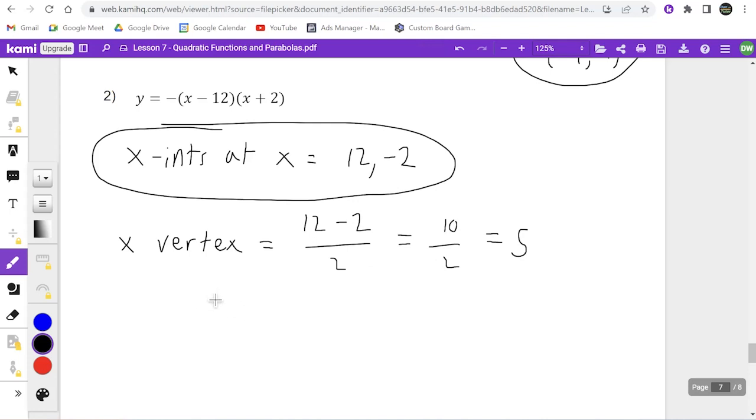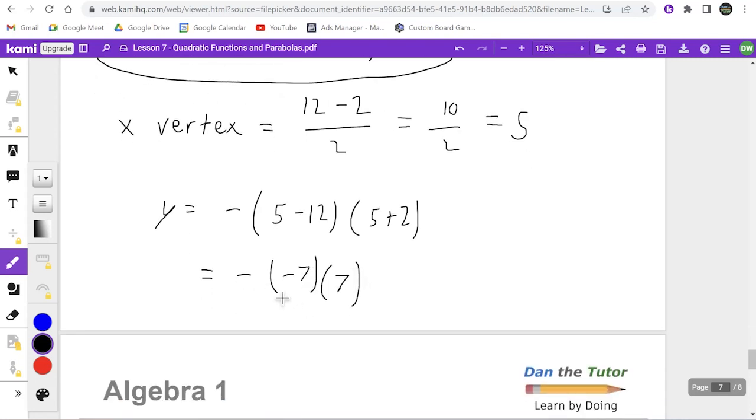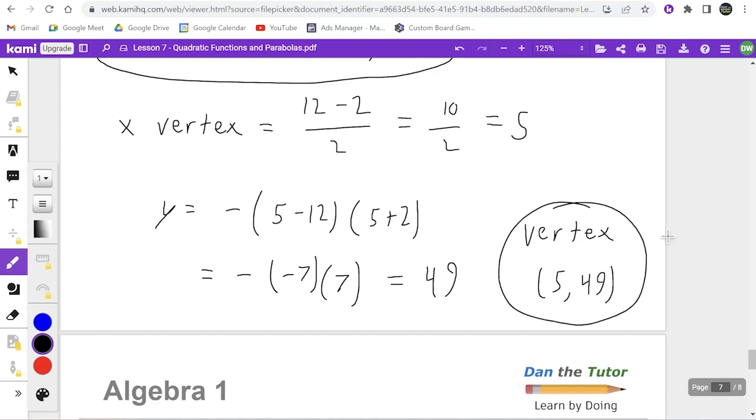And then if you want the y value, well, you just got to plug in y here. It's going to be negative quantity 5 minus 12 times 5 plus 2. And so that will give us negative times 5 minus 12 is negative 7, times 5 plus 2 is positive 7. The double negative cancels out, and 7 times 7 is 49. So it looks like my vertex is going to be at 5, 49, and there's our answer.